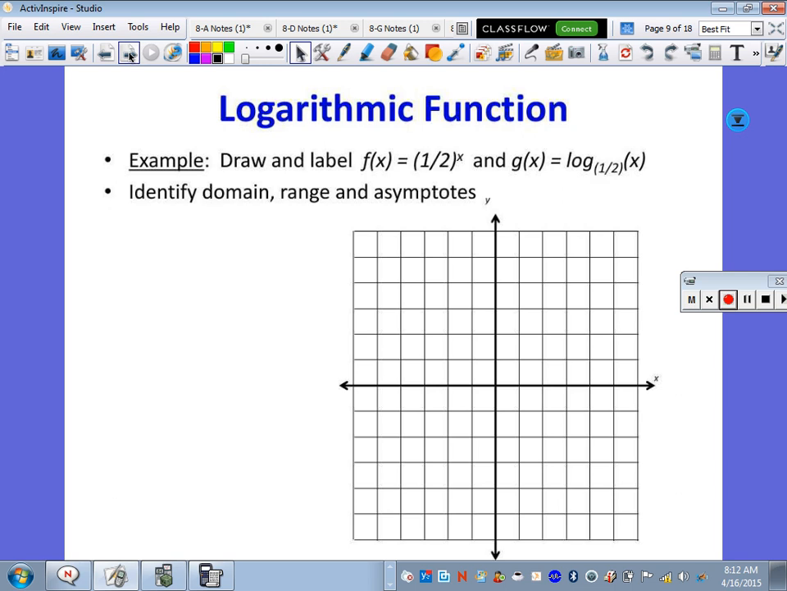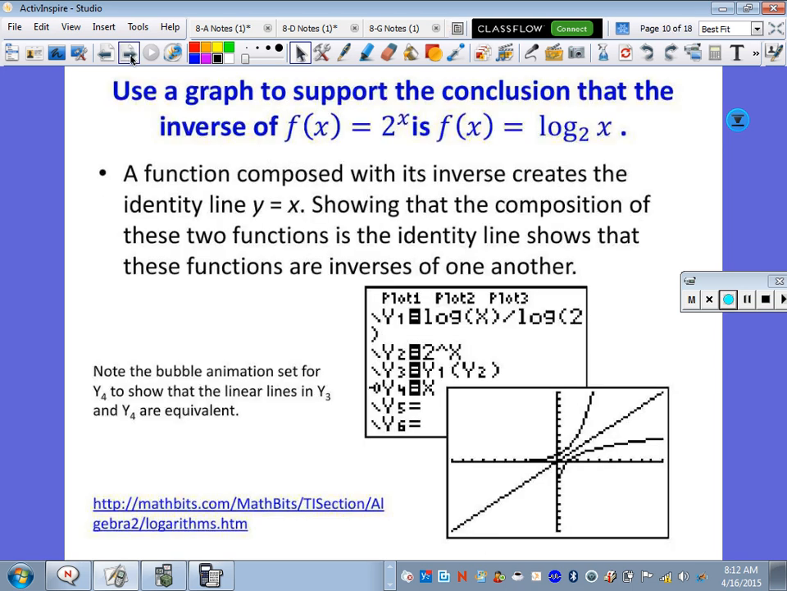Okay, and then here they do the same thing. Here, when you type this in, you would type in log of x over log of 1/2. Okay. Now, here all they do is they show you how they typed it in. That's what this bubble animation does. So I just wanted to kind of show you that, but again, I've already gone over that.